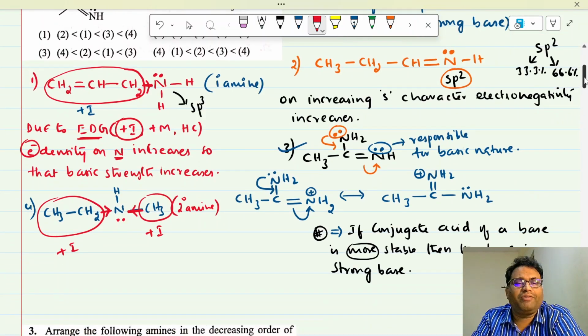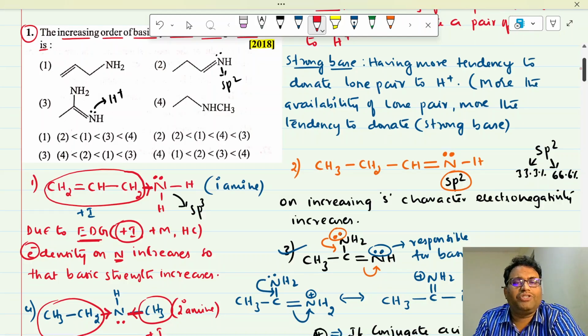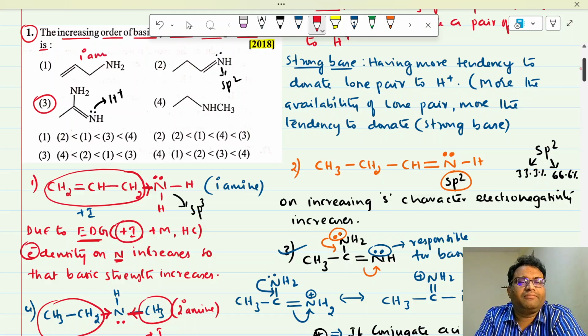So now from this first, the highest basic strength is possessed by the third one, because its conjugate acid is highly stable. So 3 is greater than the rest. After that you will find this is a primary amine. This is sp2 hybridized, whereas this is sp3 hybridized. Here this is also sp3 hybridized.